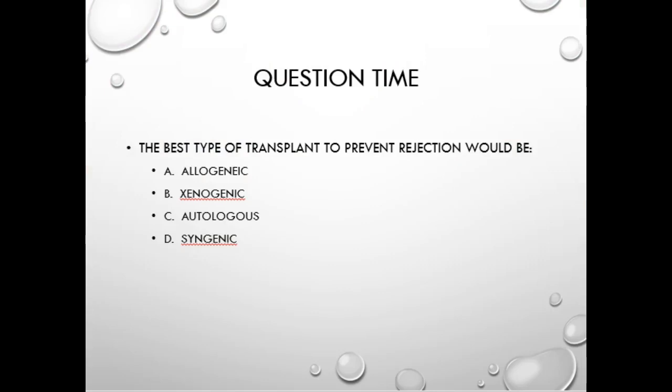Question time. The best type of transplant to prevent rejection would be A, allogenic, B, xenogenic, C, autologous, or D, syngenic, I'm sorry.